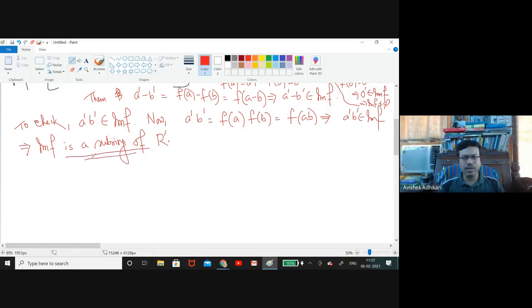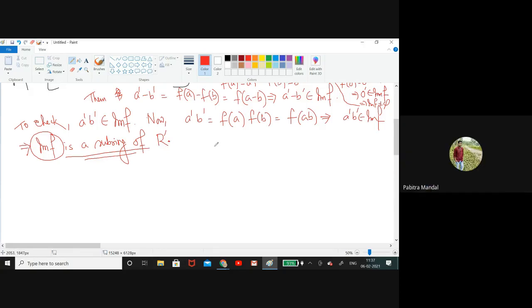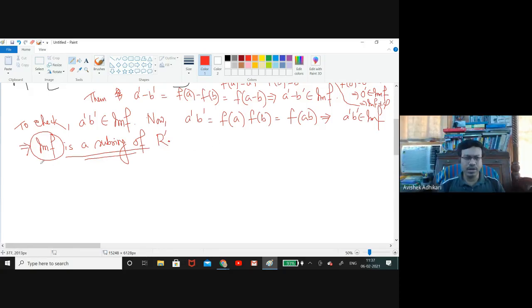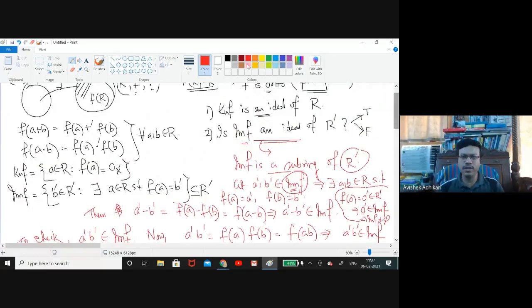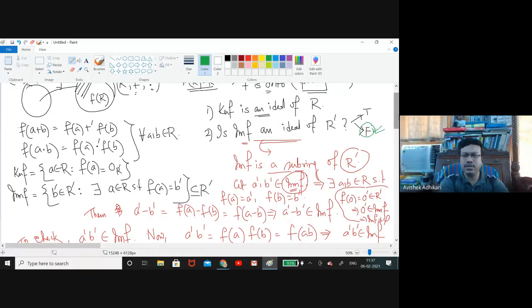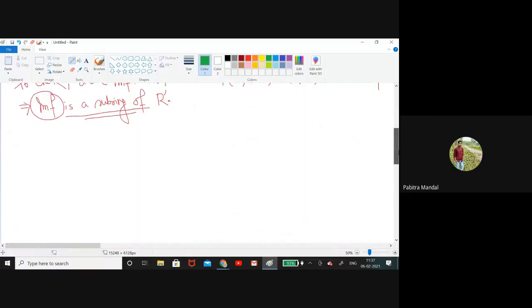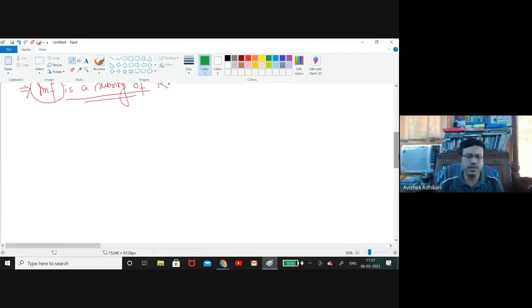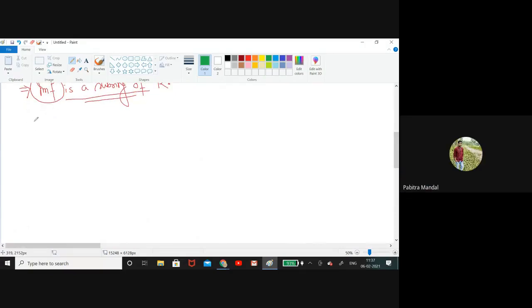Now my question was a little more. I am asking whether image F is an ideal of R dash or not. Till now what we have checked is that image F is a subring of R dash. Now, is it an ideal? Somebody gave me the answer that it should be false, right? So can you justify your argument? He says that we can construct an example. Yes, sure, please try.